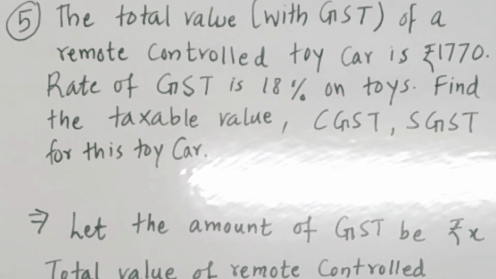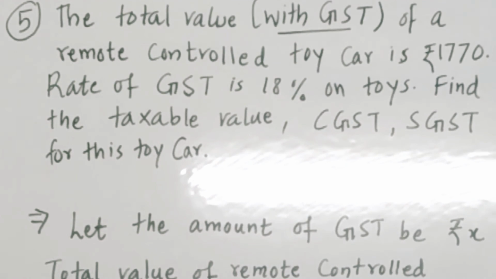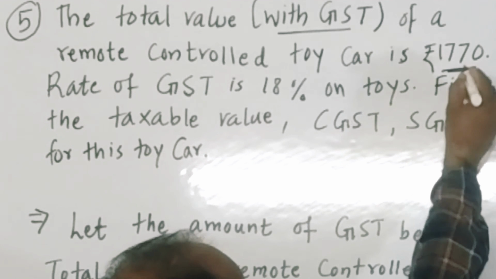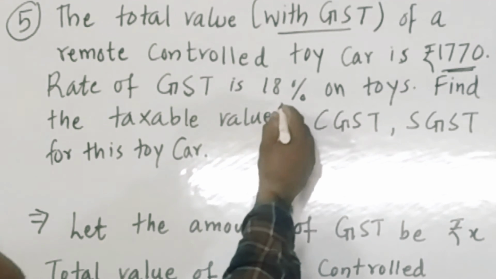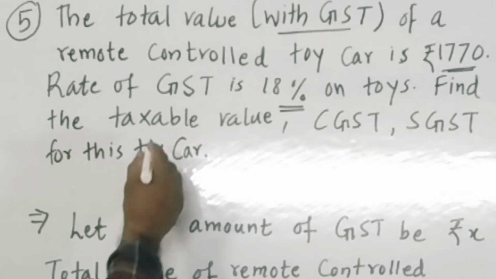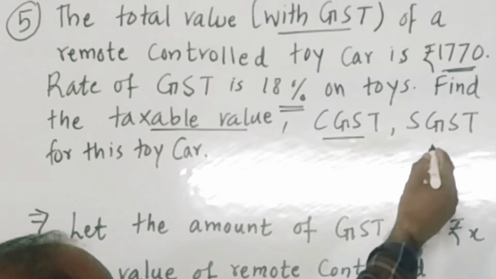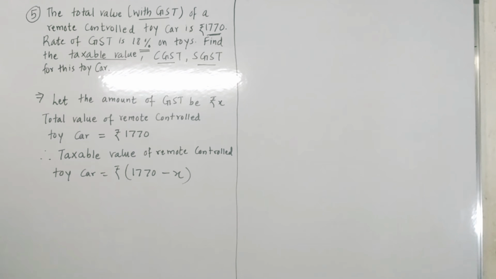Fifth example. The total value of a remote control toy car, including GST, is rupees 1770. The rate of GST is 18% on the toy. Find the taxable value, CGST and SGST for this toy.